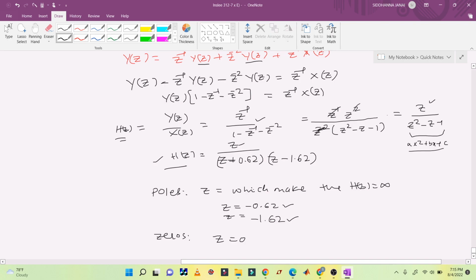Since we have plus here, we need to equate it to 0. It will become z is equal to minus 0.62. This will become z minus 1.62 equal to 0, so z is equal to 1.62. In the notes I have given it as plus 0.62 and minus 1.62. That is wrong. Please make a change in your notes as well.